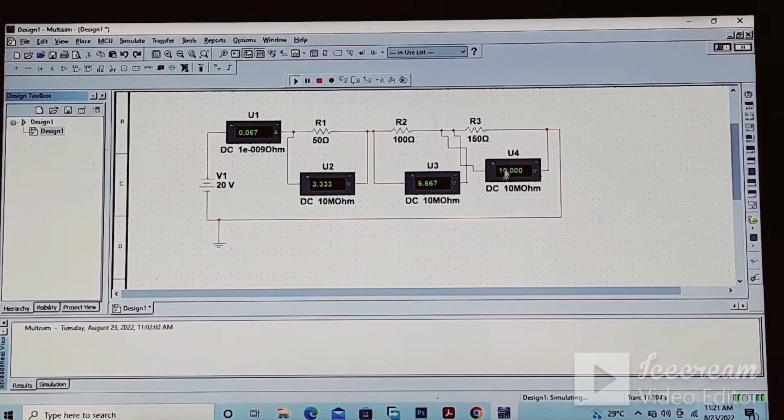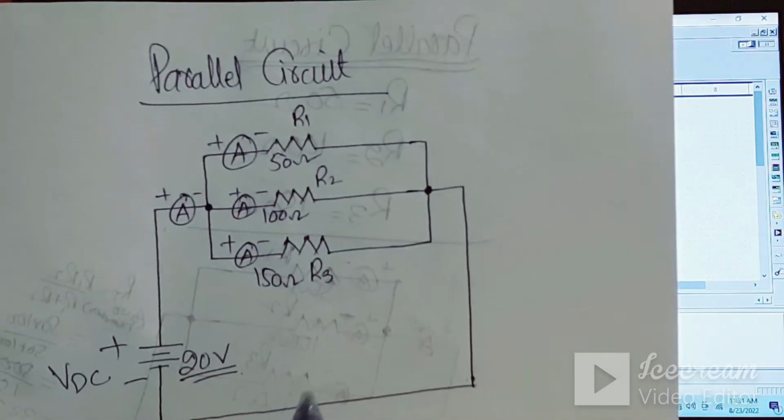So you will find out the same result, or you will get the same result. So this was the simulation of the DC series circuit, in which we have measured the amount of the total current through the ammeter and the voltage across each individual resistor by connecting the voltmeter in parallel across each resistor. Let us do the simulation of another electrical circuit.